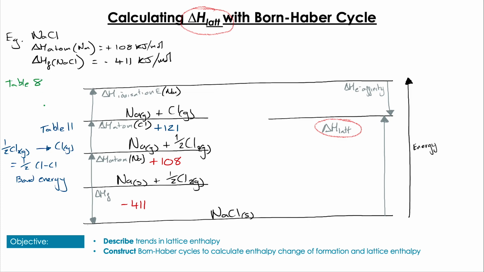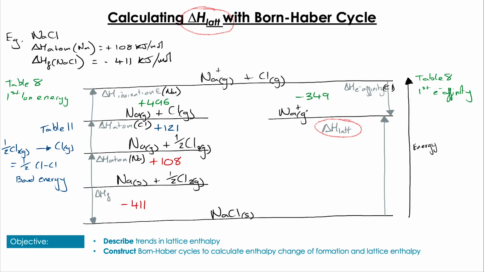So here we're going to look to table 8 in the data booklet, and we'll find the first ionization energy for Na, and that shows us it's 496 kilojoules per mole. So that leaves us Na plus gas plus Cl gas. Now, of course, we want to ionize the Cl. However, that is a non-metal, so we're going to use the electron affinity from the same table 8, and the electron affinity for Cl is minus 349 kilojoules per mole, which leaves us with Na plus gas plus Cl minus gas. And now we're ready to put this all together to solve for the lattice enthalpy using Hess's law.